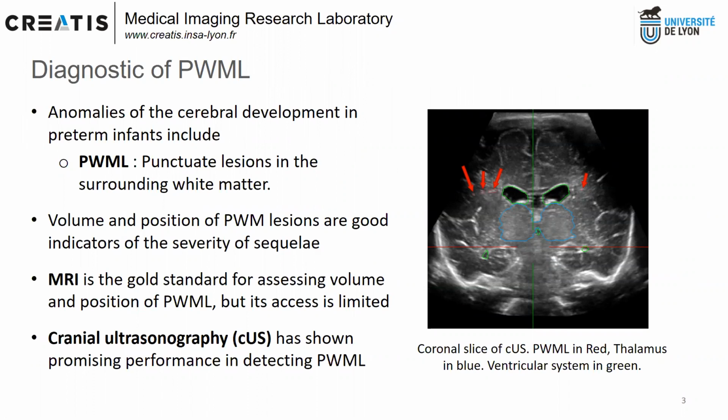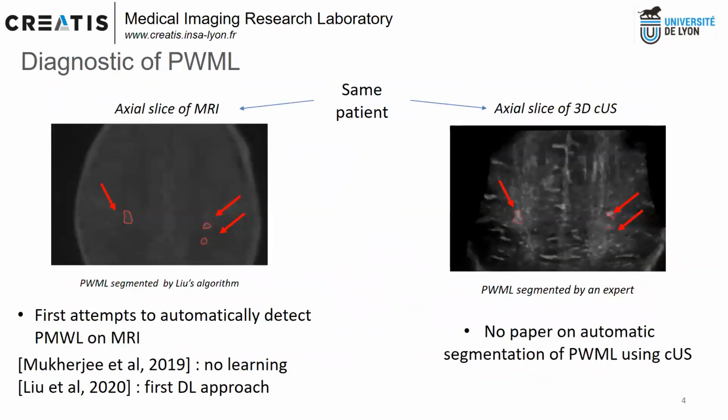For now, MRI is the gold standard for assessing this lesion, but its access is limited. So our team is investigating the performance of CUS, cranial ultrasonography, as good performance of CUS is indeed illustrated on this slide, comparing images of the same neonate patient as acquired with MRI on the left and CUS on the right. So lesions are depicted in red here. So outlining this lesion is not an easy task.